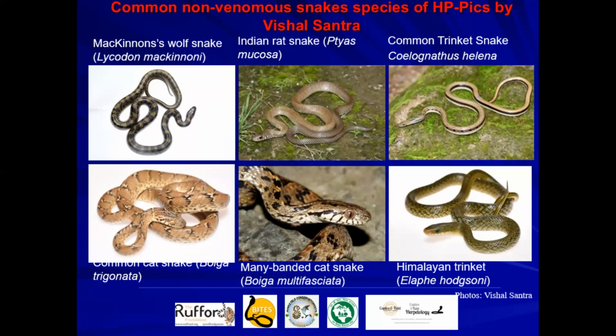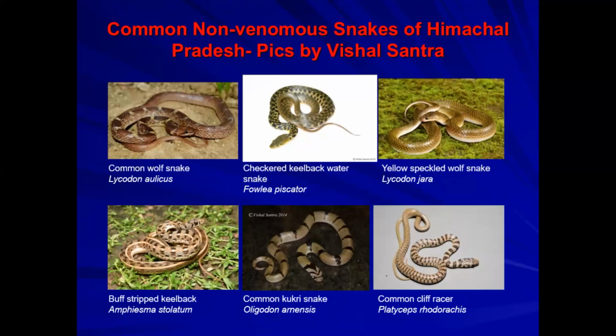We've also found some new species in Chamba that was named as Glodius chambensis. So these are the next non-venomous snakes. We have compiled a book on them. Next. So again, non-venomous snakes.